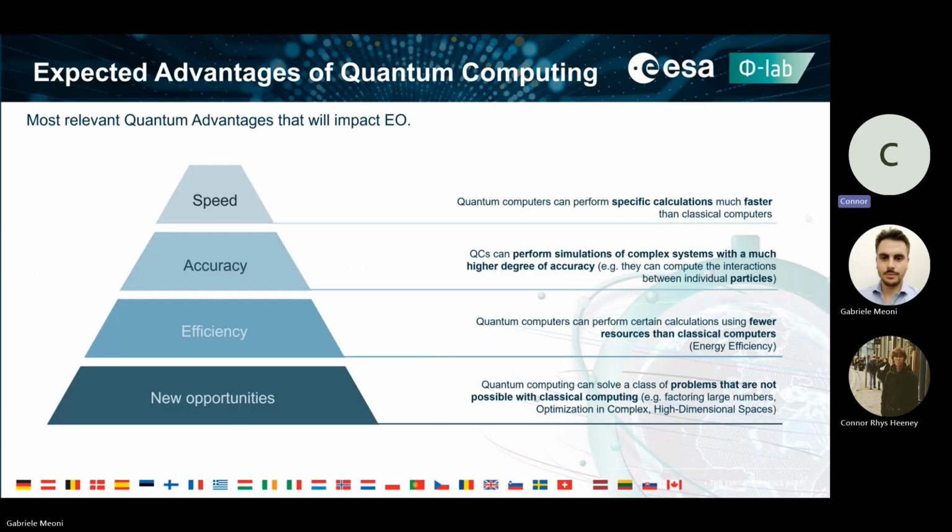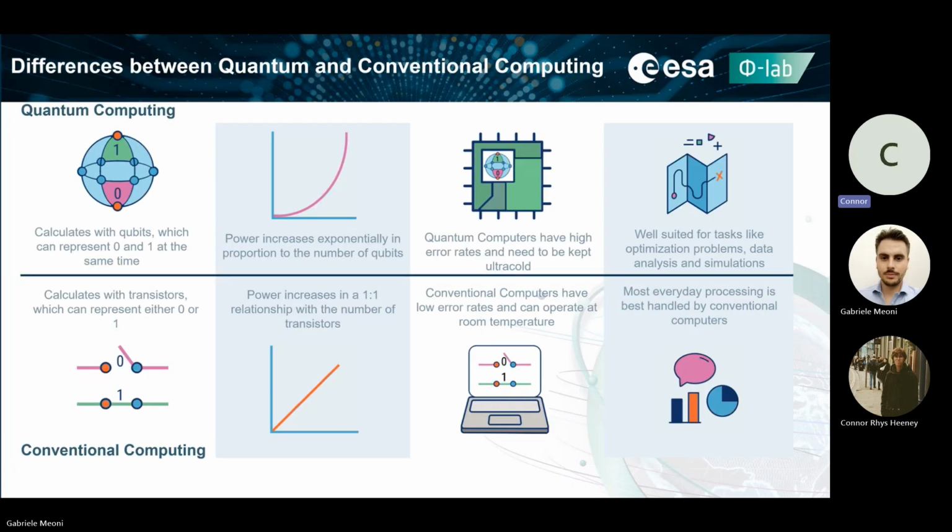So that's what we expect from quantum computing: speed. A quantum computer can perform specific calculations much faster than conventional computing. Faster doesn't mean with a higher clock, it means with fewer operations, as we saw before. Accuracy may be higher. You might end up with more energy efficiency. And you might end up solving problems that you are not able to solve with normal computers. Of course, those are speculative advantages that we expect from quantum computers. Still, we have to prove them.